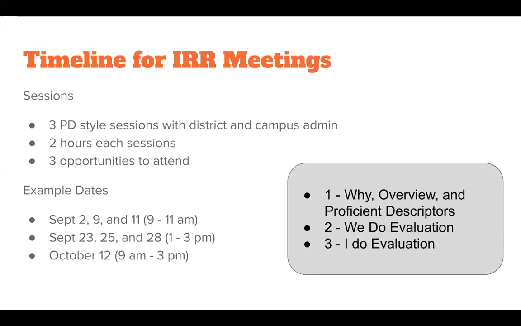Okay, so let me dive into an example process here that we went through as Lubbock-Cooper ISD. And so I've talked a lot about tips, tricks, things to consider. And now I want to show you where the rubber met the road, and how this actually looked for us. So our timeline for our inter-rater reliability meetings, we established 3 sessions that we offered 3 different times. And each session was 2 hours in length.